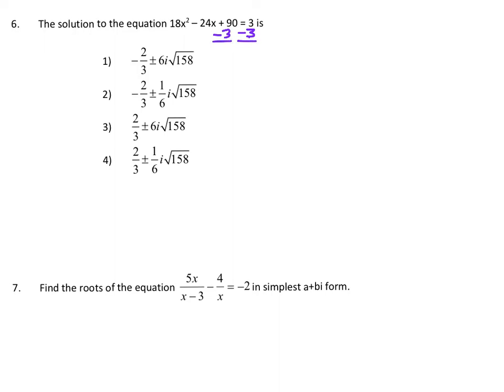Okay, so basically these are going to cancel off. Let me rewrite it up top so I have more room. So I'm left with 18x squared minus 24x. I'm literally just bringing this over, bringing this over, but then these numbers are going to combine. 90 minus 3 is positive 87. And then on the right-hand side of the equation, 3 minus 3 cancels, leaving me with 0.